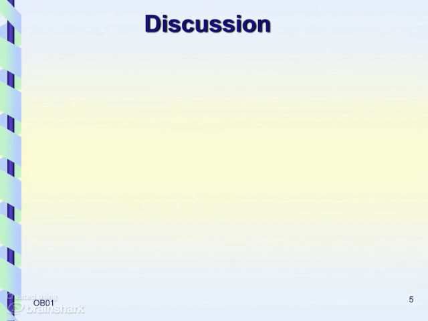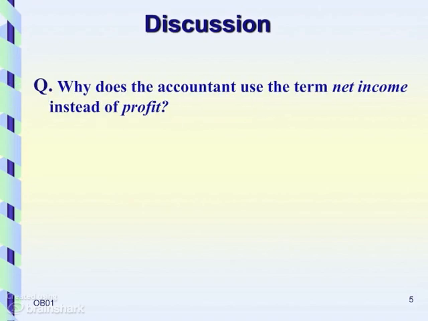So, at the end of this section, let's ask ourselves the question, why does the accountant use the term net income instead of profit to help determine or explain how the business is performing for profitability purposes?